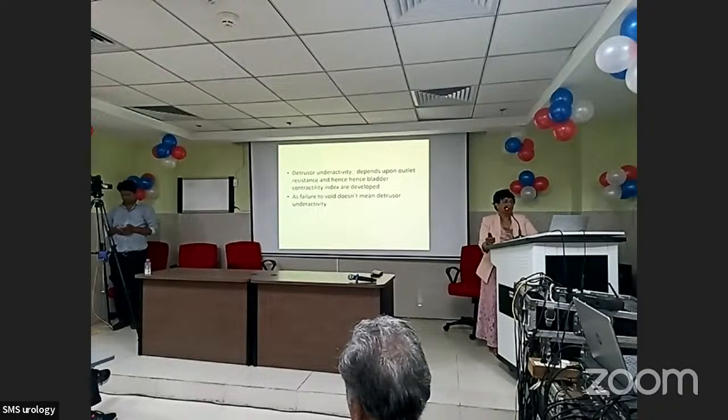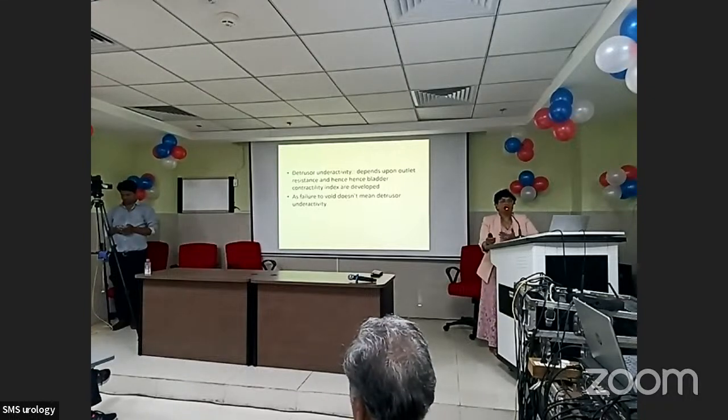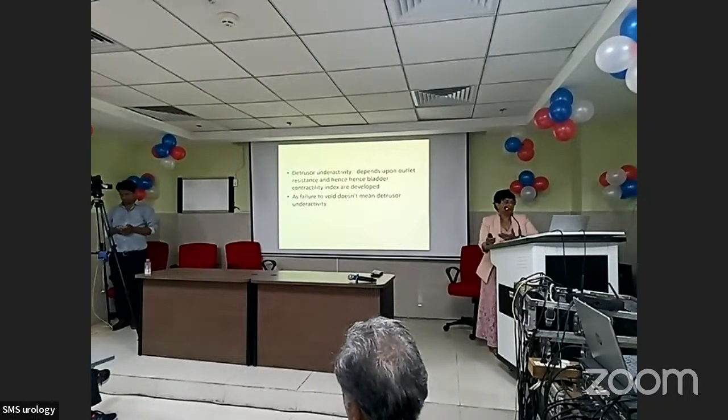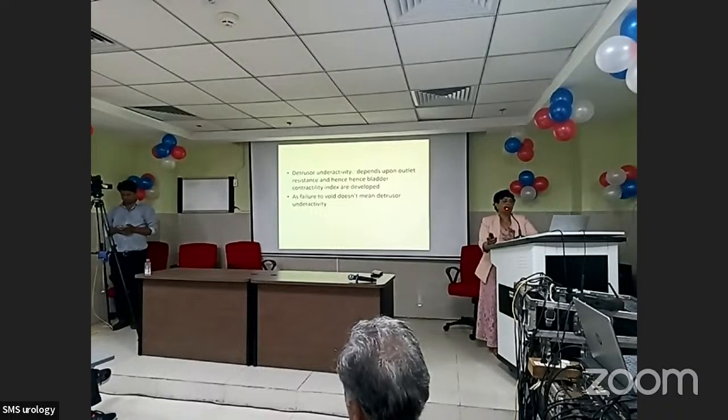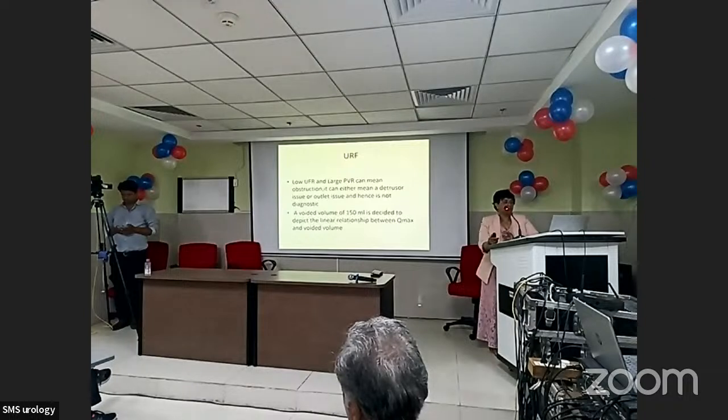Now, detrusor underactivity or DU, for us to understand in a better way, various people in this field have defined it. It depends on two factors. It depends on the detrusor contraction. It depends on the outlet resistance, and that is why they have defined a contractility index. Now, the contractility index I will try and explain to you in the next few slides.